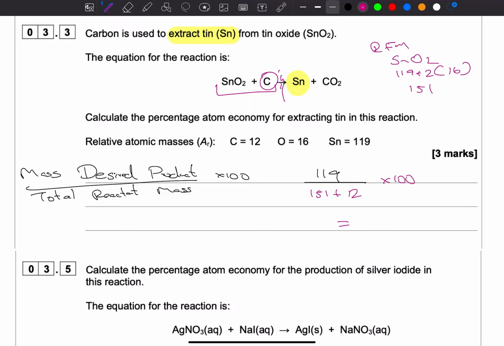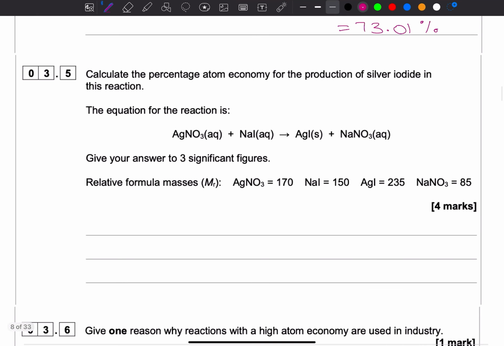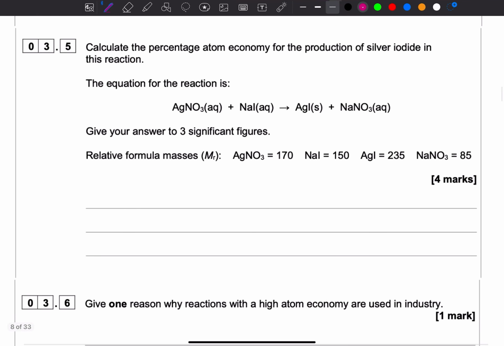Which gives you an answer of 73.01. Okay, percentage of atom economy. Okay, extracting tin. Remember, tin is your useful, desired product. Next one, the percentage atom economy of silver iodide.